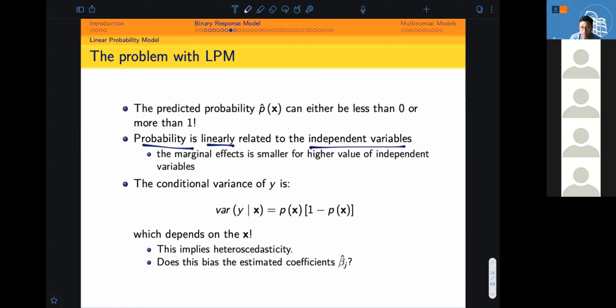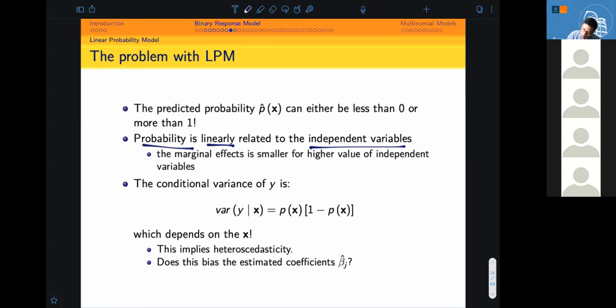And so assuming that the marginal effect is fixed for all levels of income is something that is quite hard to defend. So that's the second issue with having a linear probability model. And then the third issue with having a linear probability model is that the conditional variance of y, by design, is going to be heteroscedastic.